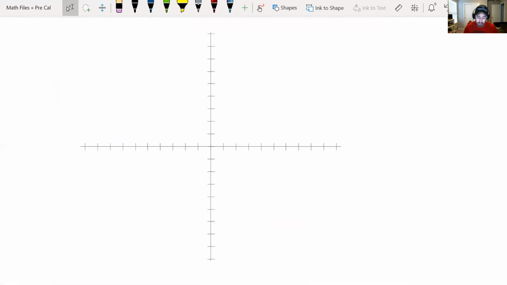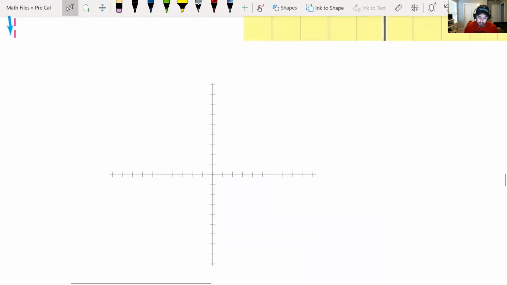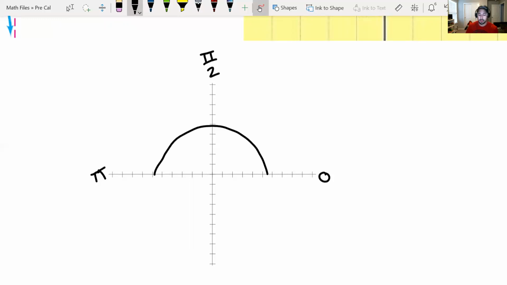Okay, so the most important part of all of this, remember, is finding out where the inverse cotangent lives. And we said that we live from 0 to pi. So here's 0, here's pi over 2. And the inverse cotangent lives in quadrants 1 and 2. But we cannot include 0, and we cannot include pi. All right. Pi over 2 is definitely included.